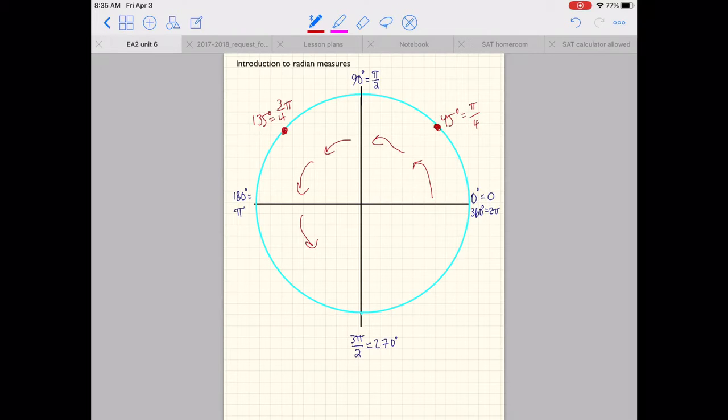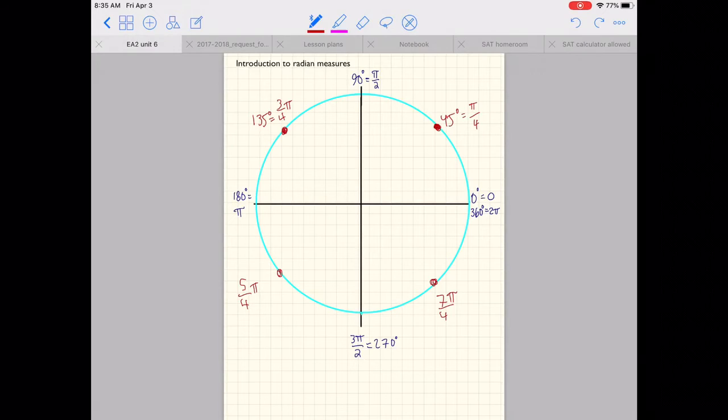Now we're going to do 5 quarters. So you can say 5/4 pi. This one is 6/4, and 6/4 reduces to 3 halves. And this one would be 7/4 pi. And 8/4 takes you right back. 8 over 4 is the same as 2 pi.